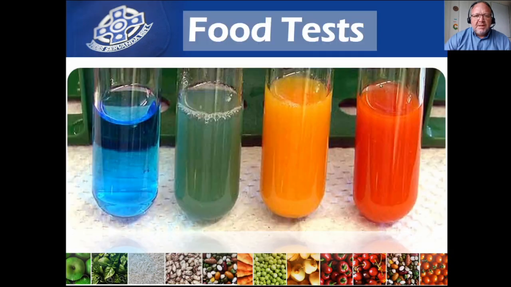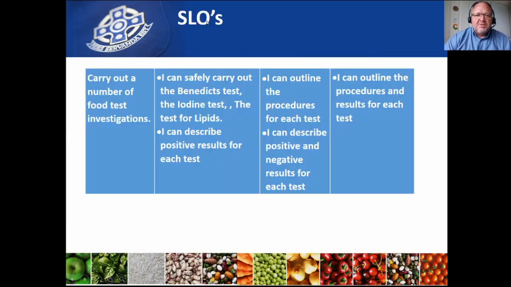Okay, so food tests. If we did run the experiment, it would turn out something like this. This is called the Benedict test for sugars. So your specific learning outcomes for today: for excellence, you can outline the procedures and the results for each test. For merit, I can outline the procedures for each stage and I can describe positive and negative results for each. And then for achieve, I can safely carry out the Benedict's test and the iodine test and the test for lipids. I can describe positive results for each test.